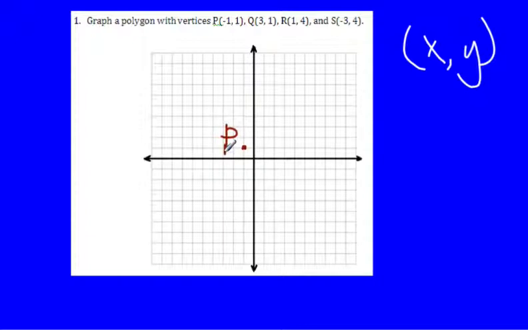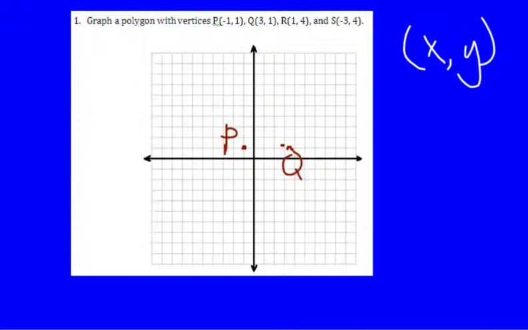Next, let's take a look at Q. So we're going to go ahead and plot Q. Well, I notice that Q is 3, 1. So I'm going to go over 1, 2, 3. And then I'm going to go up 1. And I'm going to plot that point right there as Q.